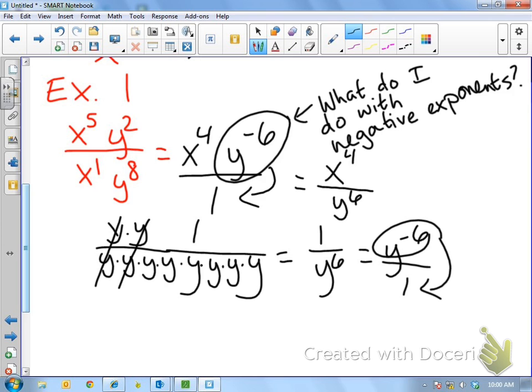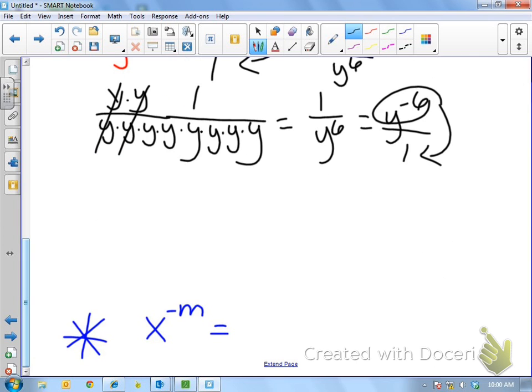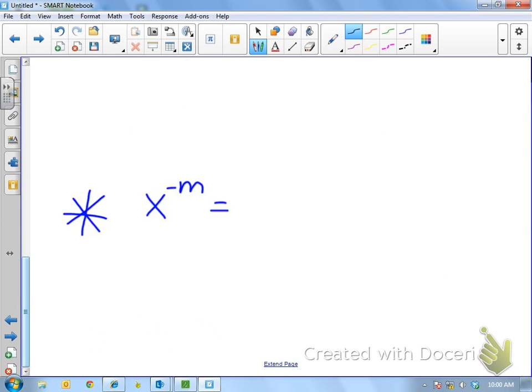So that means our new rule is if we have x to the negative m, that flips to the bottom. It goes to the denominator. So we have 1 over x to the positive m. So there is our second rule of the day. Second exponent property. And again, you have this yellow sheet now, so if you ever forget the rules, you can go reference them quickly instead of having to look through all your various notes.